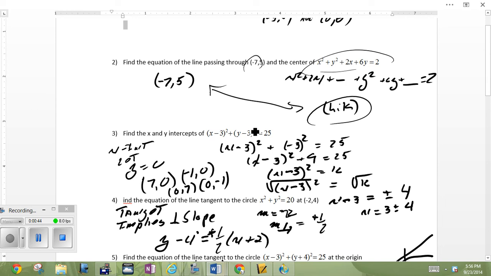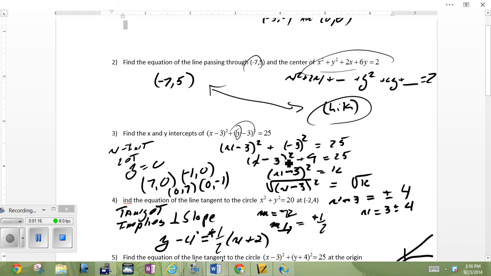Number 3, find the x-intercepts and y-intercepts of that circle. X-intercepts when y equals 0, y-intercepts when x equals 0. Finding the x-intercept at y equals 0. So y equals 0, that's 0 there. That does not mean this entire grouping is 0, it means y is equal to 0. So that still leaves you with -3, which is squared for 9. So we come down, we have x minus 3, the quantity squared, plus 9 equals 25.